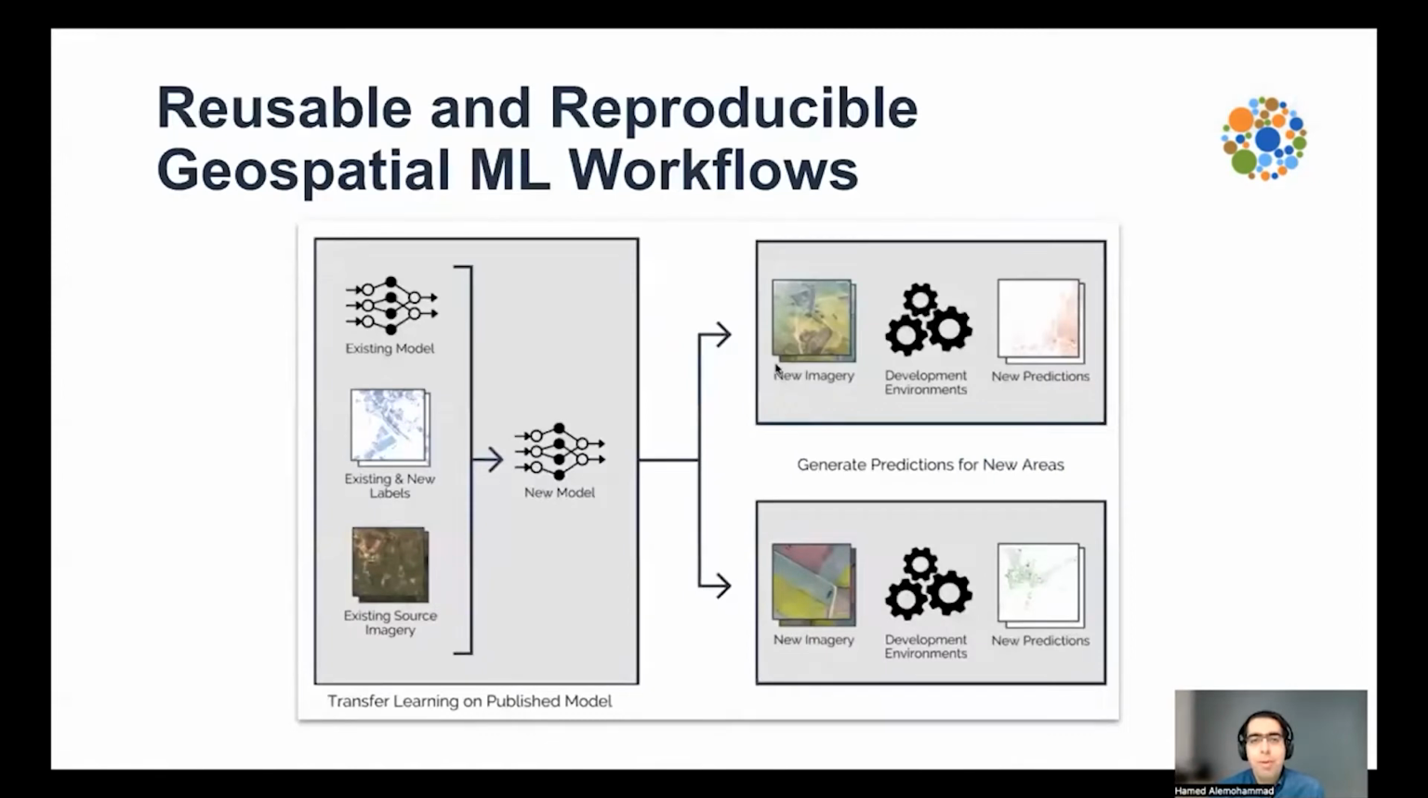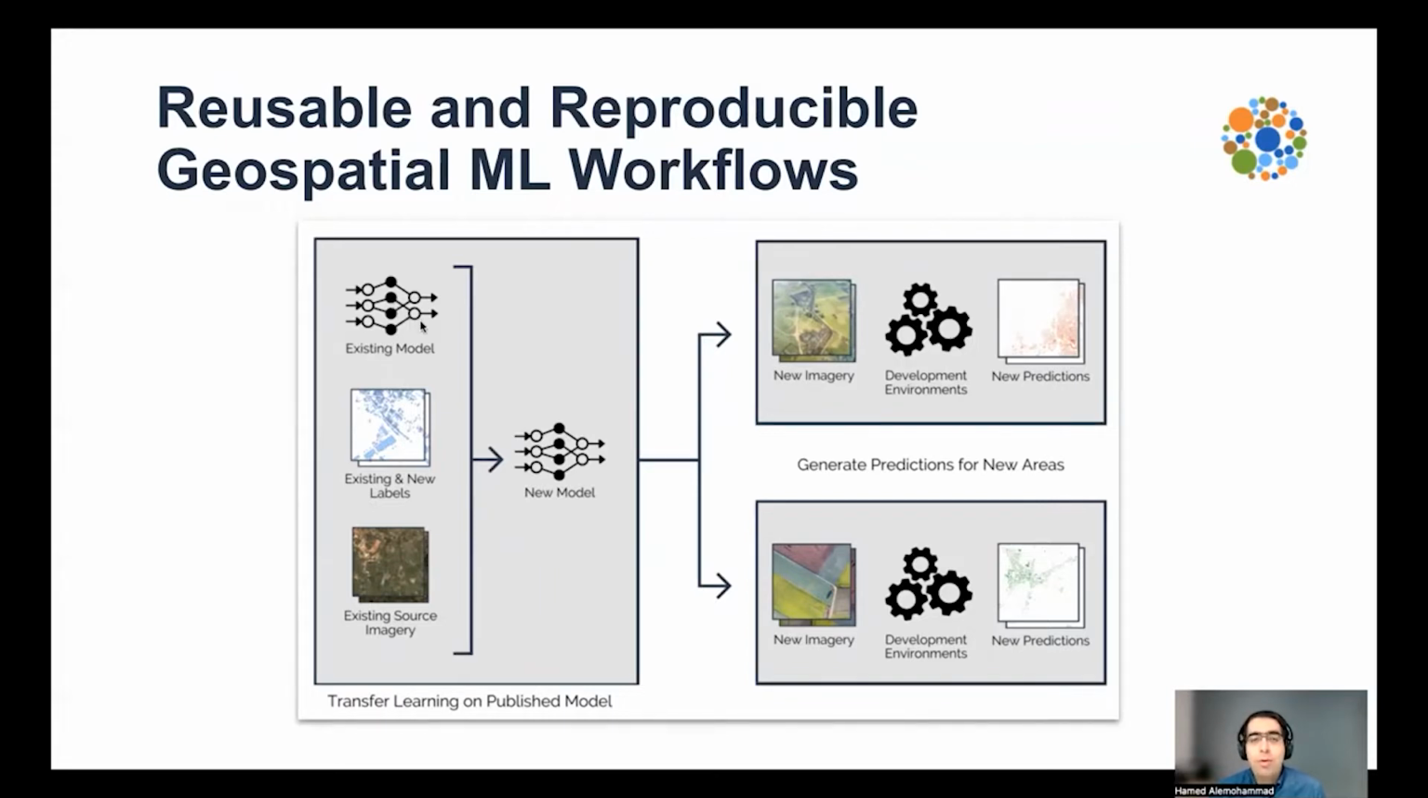When we talk about reusability and reproducibility of these workflows, I mean, for example, you might pick an existing model, combine that with new labels and new source imagery, and train a new machine learning model on top of that. This might be a fine-tuning for a new geospatial location or a time period, and then deploy that to generate new predictions or inference. Or you might go after just reproducing the results of that existing model to see how it performs over your area of interest, for example, without any fine-tuning.